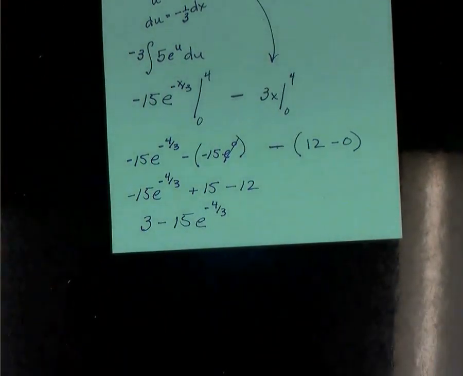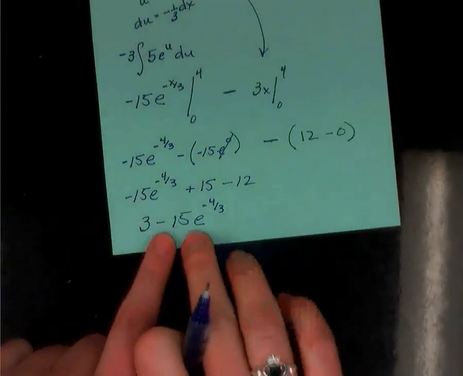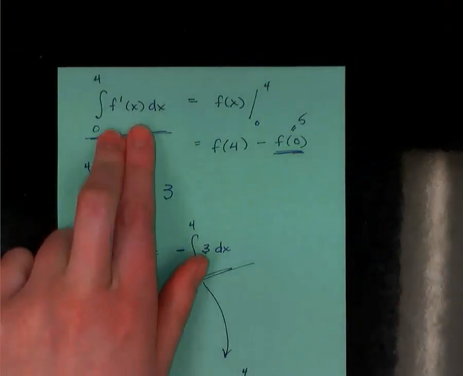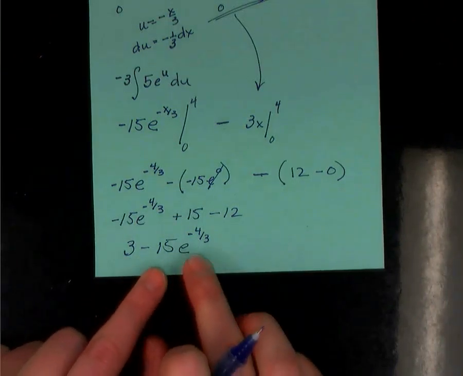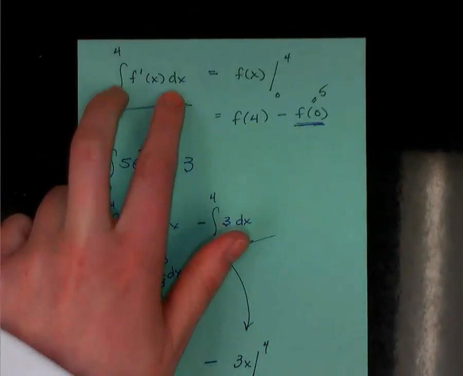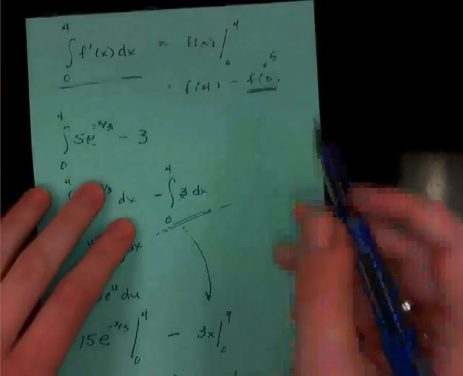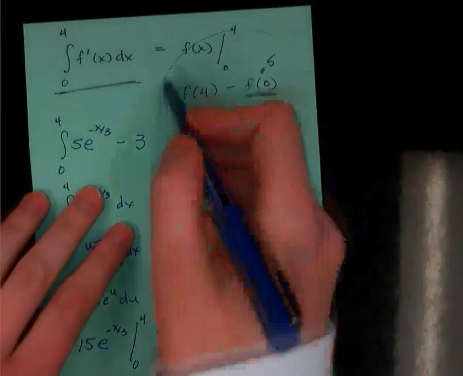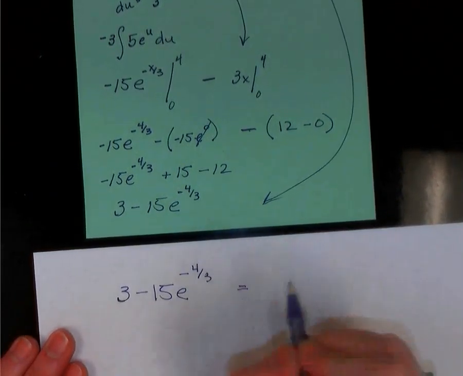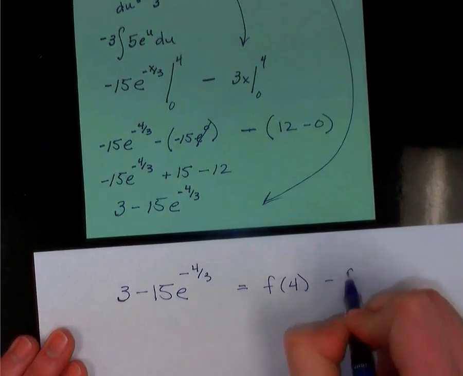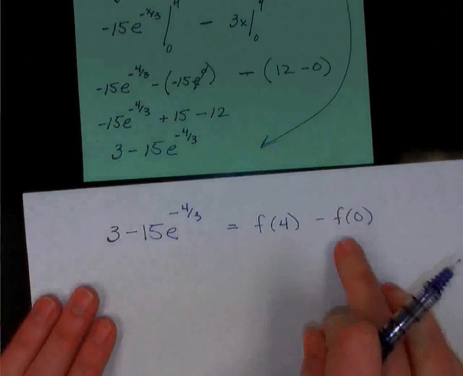Now, if you recall, this right here is the answer to the left-hand side of this integral. So what we just got, 3 minus 15e to the negative 4/3, is equal to f of 4 minus f of 0. So that's where I'm going to pick this up. I'm just bringing down all of this given information from the original. I've got 3 minus 15e to the negative 4/3 is equal to f of 4 minus f of 0. Now we know that f of 0 is 5.